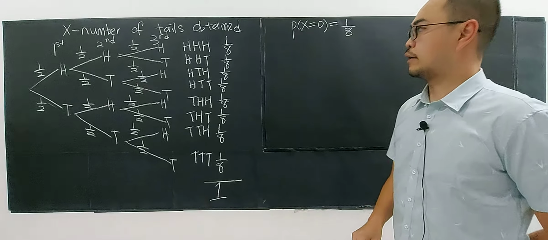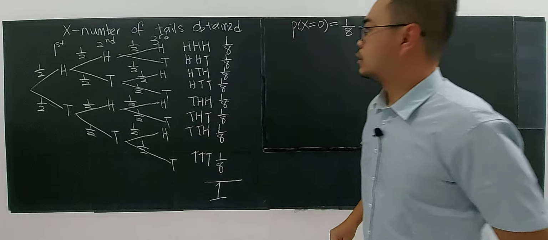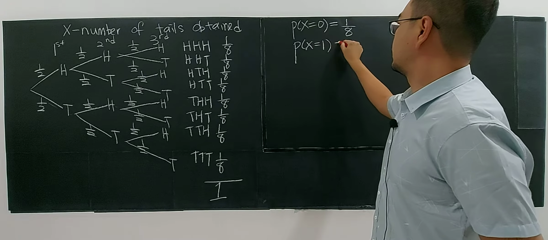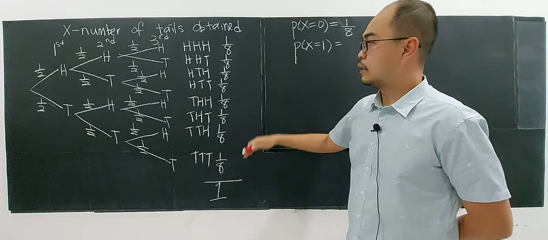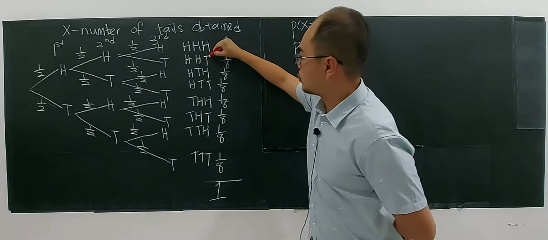One over 8, right? The rest you have at least one tail, right? You have at least one tail. And how about P(X=1), right? Which branch here gets X equals 1? One tail only. This one.